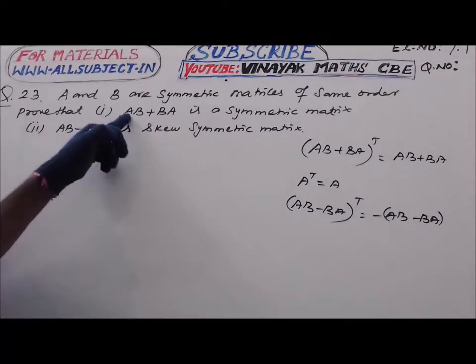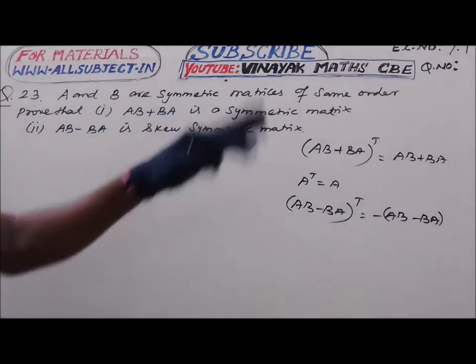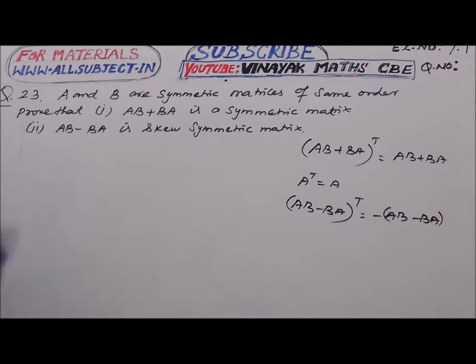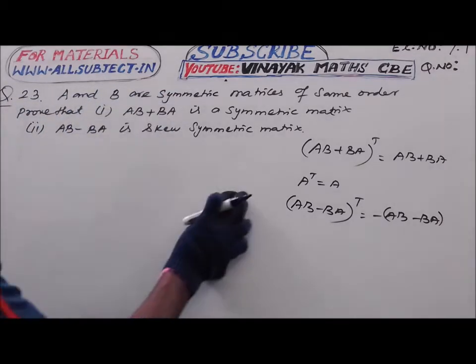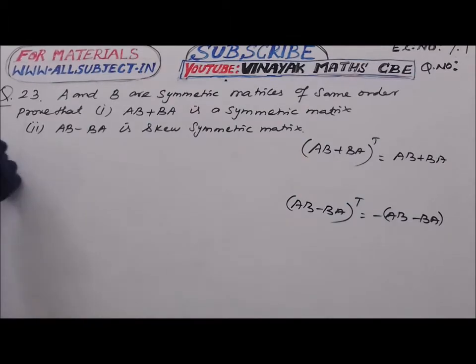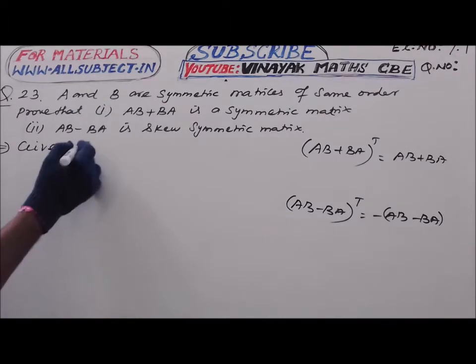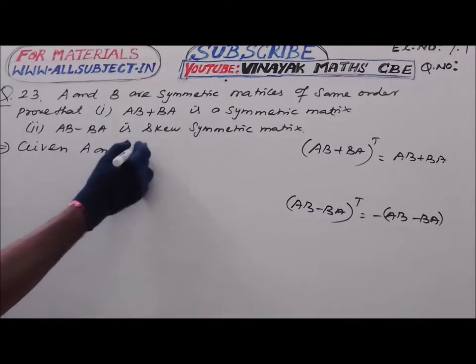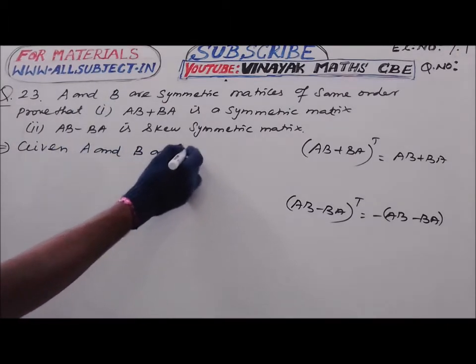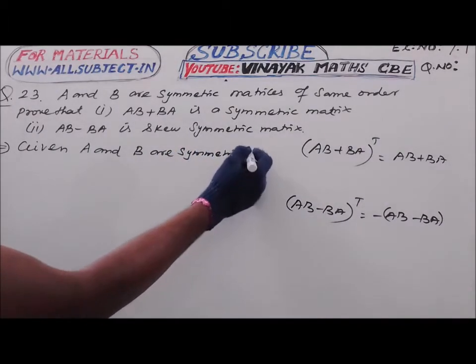So now I am taking the first subdivision. AB plus BA is a symmetric matrix when A and B are symmetric matrices. So given A and B are symmetric matrices, you can start the answer here.